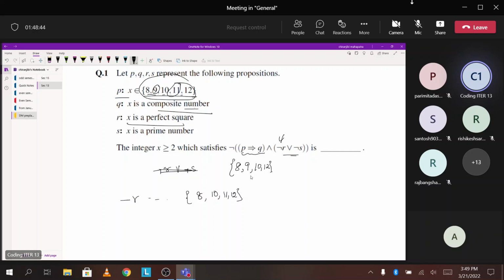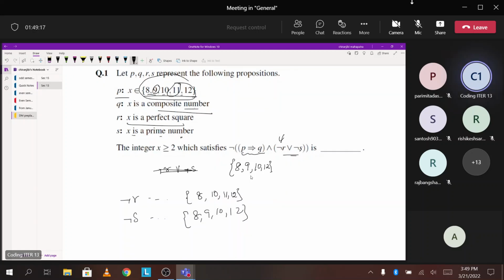Then what will be negation of S? Negation of S, x is a number that is a prime number. Okay. So negation of S means x is not a prime number, that is a composite number. So composite number means it will consist of 8, 9, 10 and 12.